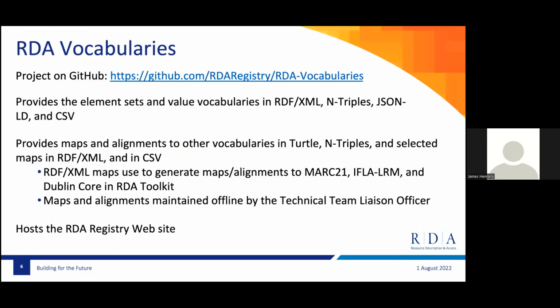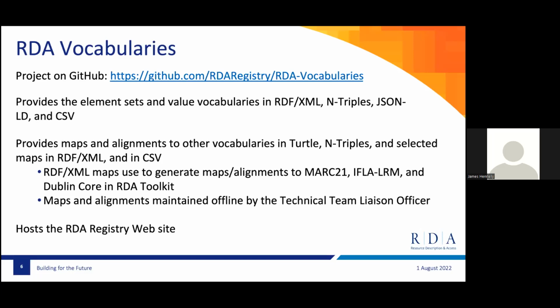So moving on to the next part of the infrastructure is the RDA Vocabularies, and this is our project on GitHub, and our slide provides a link to that. And here it provides the element sets and the value vocabularies in RDF XML, N-triples, JSON LD, and CSV. RDA Vocabularies also provides maps and alignments to other vocabularies in Turtle, N-triples. Some maps are in RDF XML, and everything is in CSV.